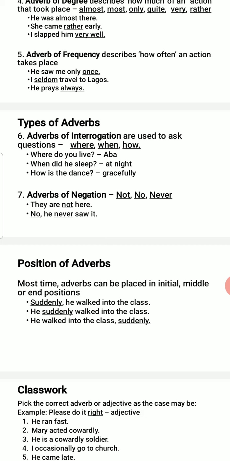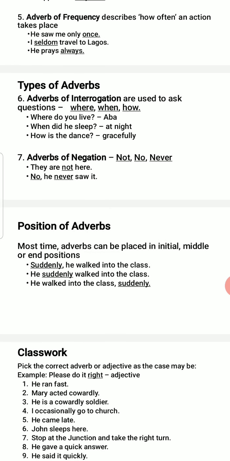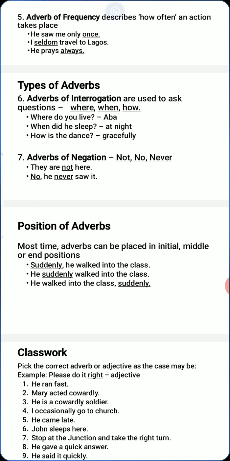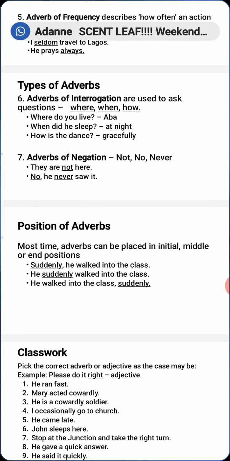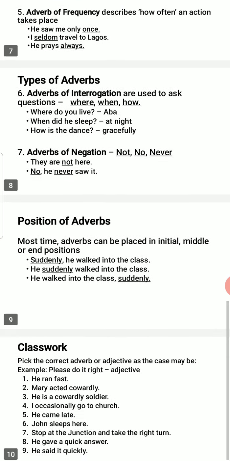The first one gives us adverb of place. Where do you live? Aba. Adverb of place. That's the place where he lives. When did he sleep? At midnight. That's the time. Adverb of time. How is the dance? Gracefully. Manner. This one is adverb of manner.